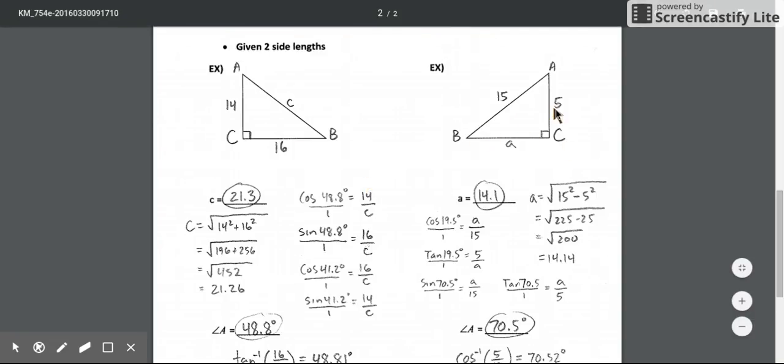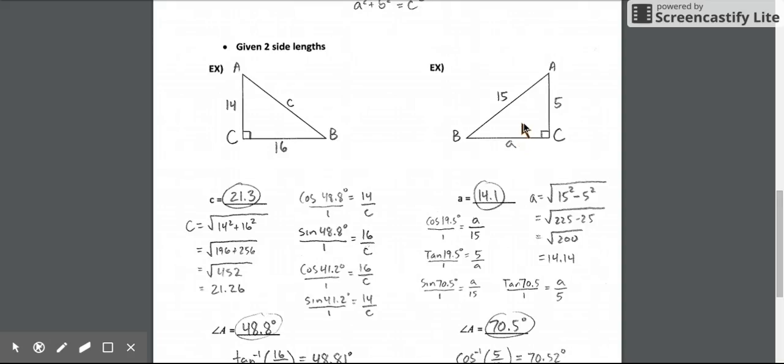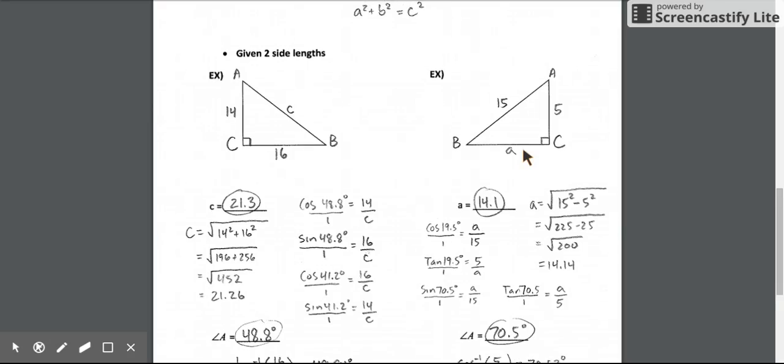I know two side lengths. I'm going to solve for side length A. I could use Pythagorean theorem. Once I know an angle measurement, I could start to use trig ratios. I'm going to go ahead and use Pythagorean theorem first. So a squared plus b squared equals c squared, or a squared plus 5 squared equals 15 squared. If I subtract 5 squared from both sides and square root, I can start at this step. Simplify all of that, and we get about 14.1.